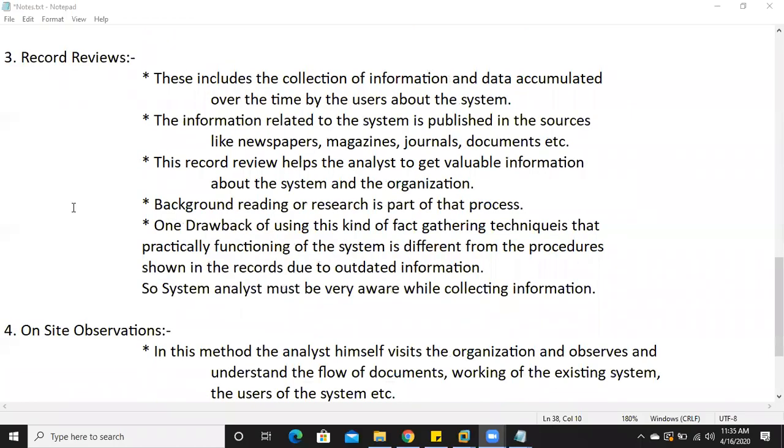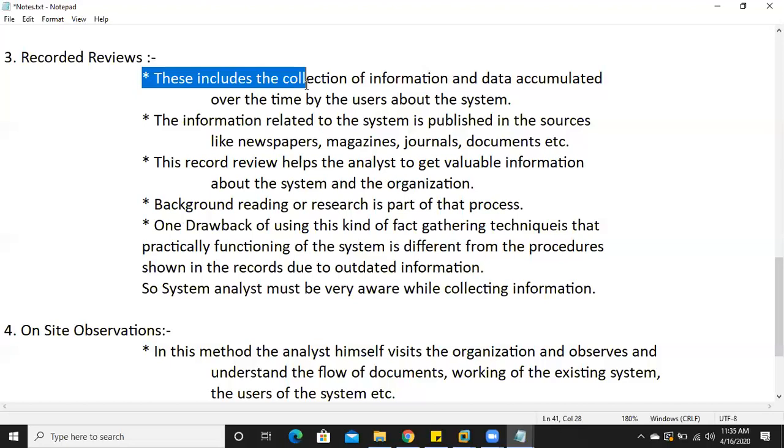So our next fact gathering technique is about the recorded reviews. All those reviews which are already collected, we will use all those kinds of collected information, which is not collected by ourselves. We take this information or these reviews from somewhere else. So let's move towards our first point.